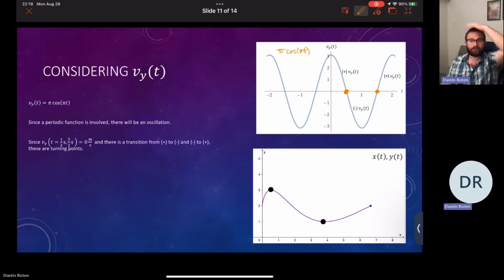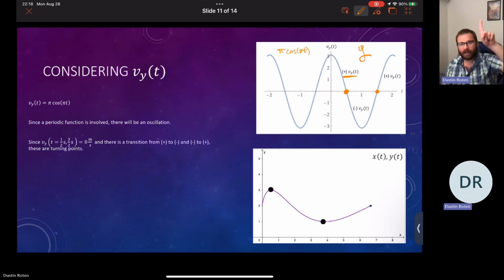Now here's the trick. Notice, as we're reading this plot as a function of time, remember this is just the y direction. So you'll notice we have a positive velocity. That means we're going up, velocity is positive in the y direction. We're moving up toward the sky.